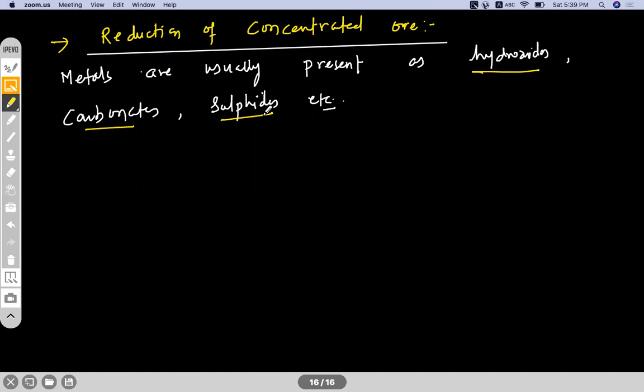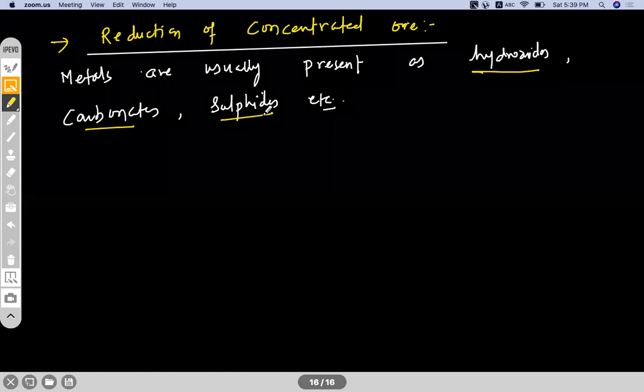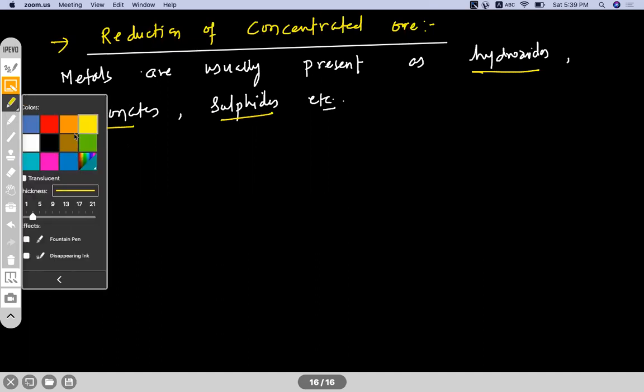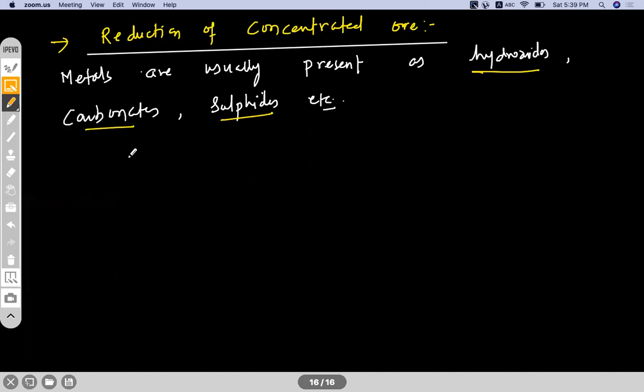Now, how do we convert metal compounds into metal oxide? All these hydroxides, carbonates, sulfides we have, how do you convert these into oxide? For that, we have two methods. One is calcination. The first method in this, A, we have calcination.